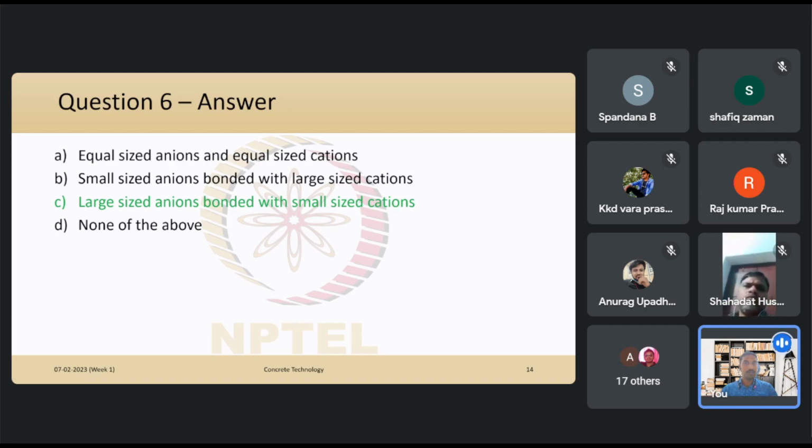it is this characteristic which is making the hydration process happen, right? So as we saw in the lectures, it is this difference in the sizes between the cations and the anions that is leading to the lesser packing density, which leads to incorporating the water of crystallization, right? So option C is the right answer, where the anions are larger and the cations are smaller in comparison, right?